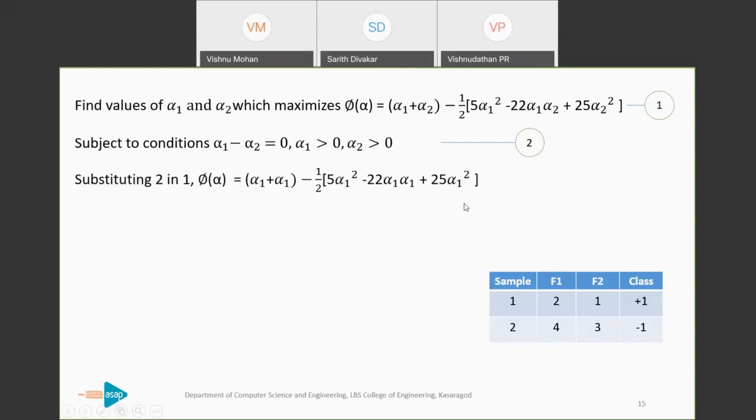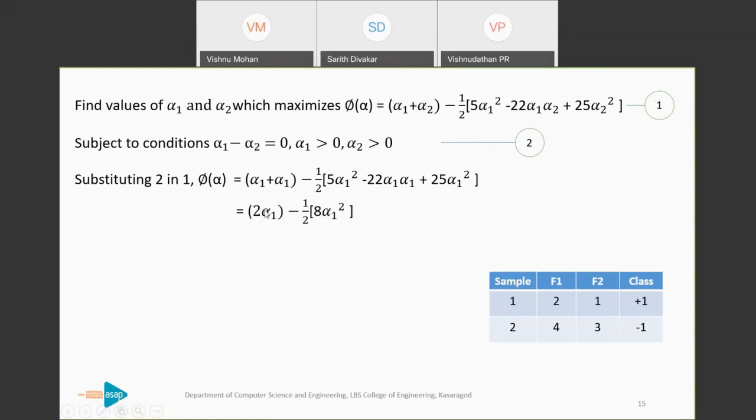Now you are going to substitute these two in 1. The condition alpha 1 minus alpha 2 is equal to 0 means alpha 1 is equal to alpha 2. So I'm going to substitute that in equation 1. This is the expression you have, phi of alpha, where you have to maximize alpha 1 and alpha 2.